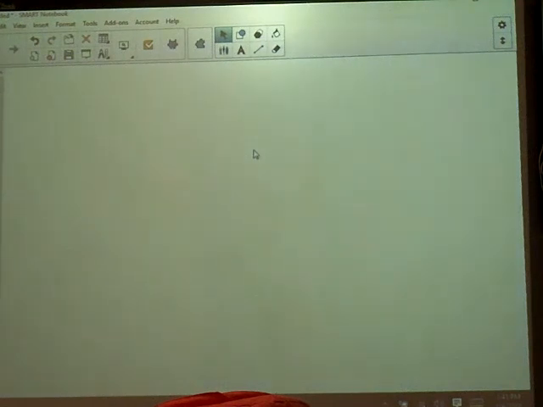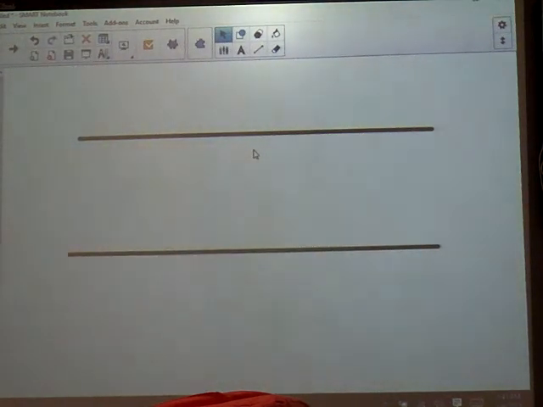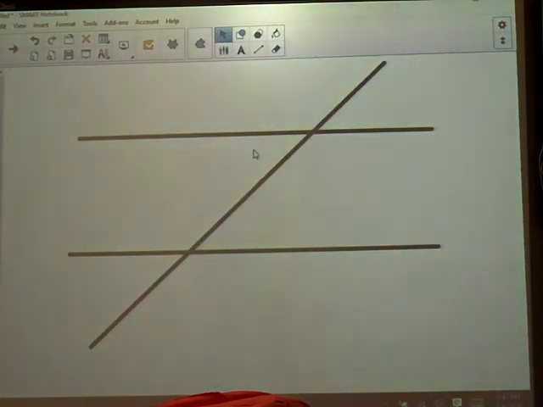Alright, so first thing we're going to do is talk about angle relationships. I'm going to try to put them all on here. You remember seeing this stuff in geometry, when you've got two parallel lines cut by a transversal line, and that produces all different kinds of angle relationships.